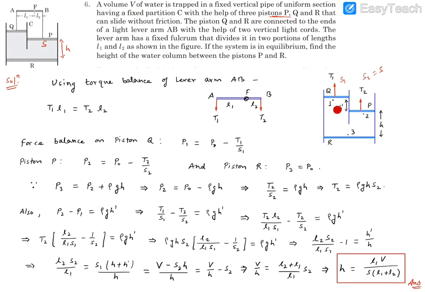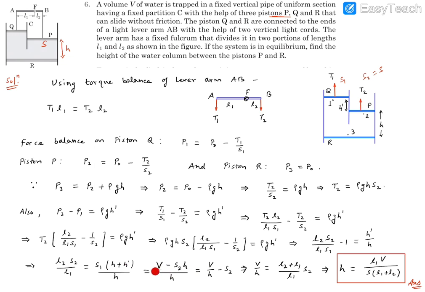So we can say the volume of the left portion is going to be equal to total minus the volume of the right portion. So total volume is given as V, and this right segment has a volume equal to cross sectional area, which is S2, into height, which is H. So this S1 within bracket H plus H prime could be written as total volume minus volume of the right segment, which is S2 into H. So V minus S2 into H becomes this expression divided by H.